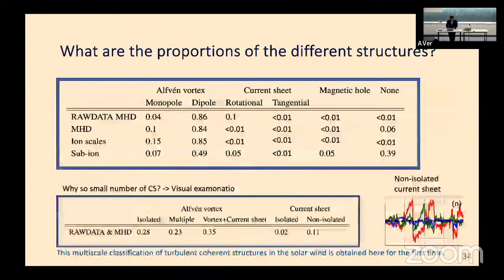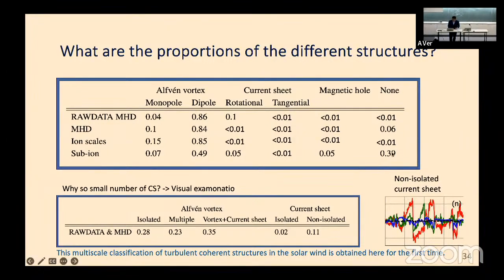So finally, what we found is that at MHD scales and at ion scales, the Eichmann vortices are dominant, more than 80%. The current sheets are quite rare, about 10% at the MHD scales, and the magnetic poles are quite rare. But at sub-ion scales, we obtain the result that about 50% of structures are Eichmann vortices, with about 5% of current sheet-like structures, and about 5% of magnetic poles.